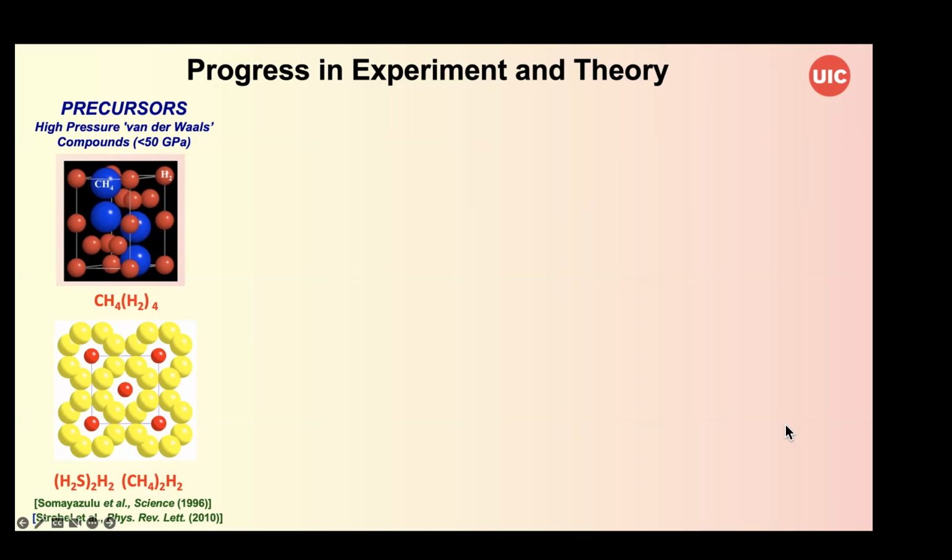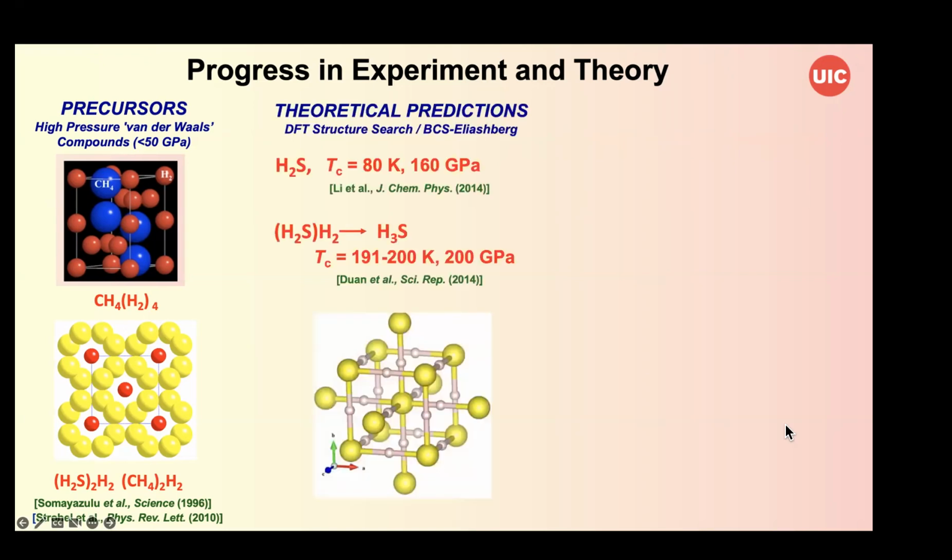We did a number of studies up to sort of the 50 GPa range, and we uncovered this vast new chemistry that we called van der Waals chemistry, van der Waals compounds that form. And here are examples in the methane hydrogen and hydrogen sulfide system. And these are now very interesting because these are precursors for some of the high pressure phases seen in the CSH system.